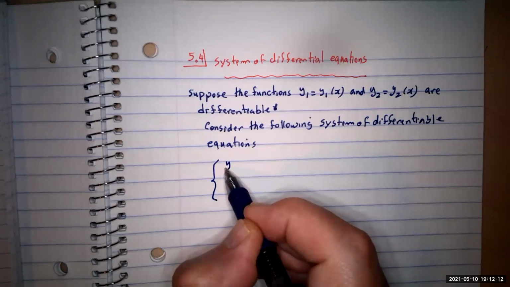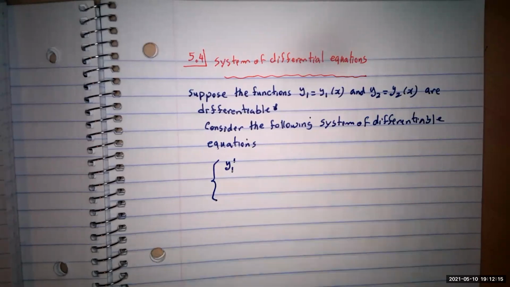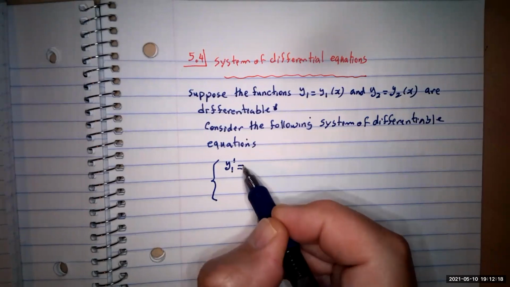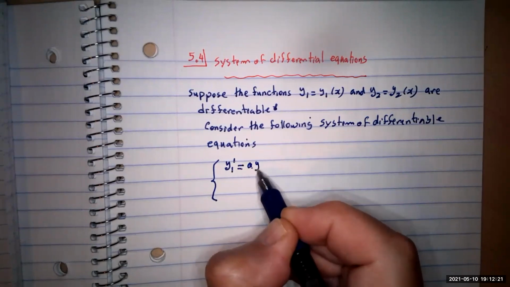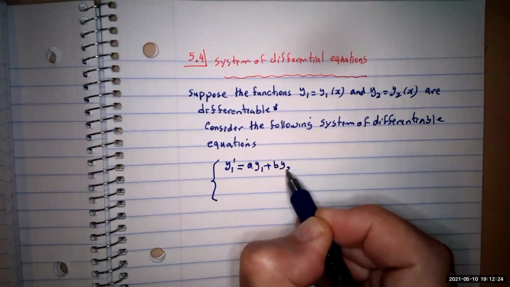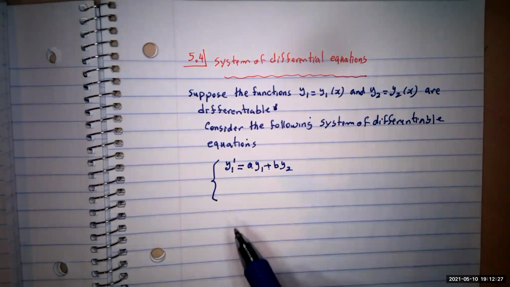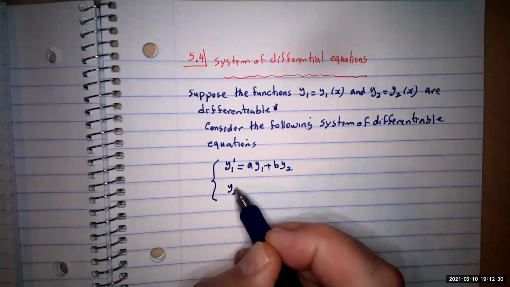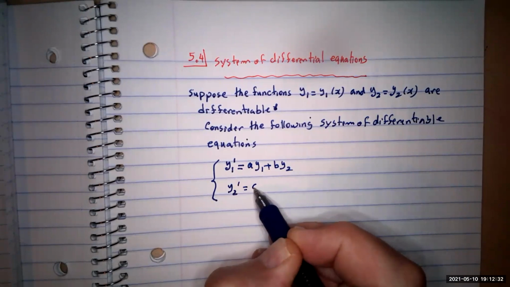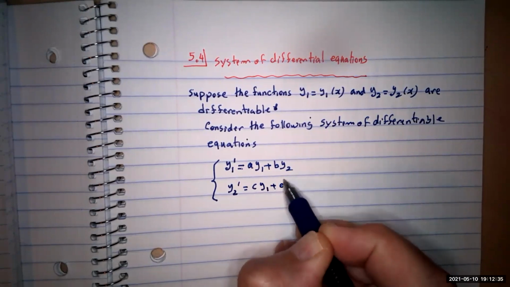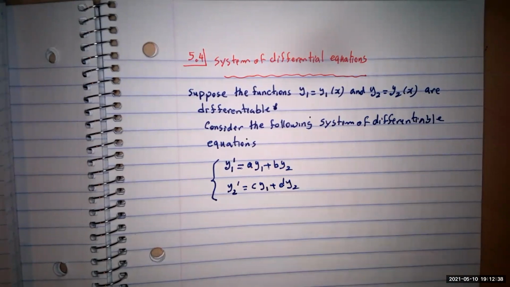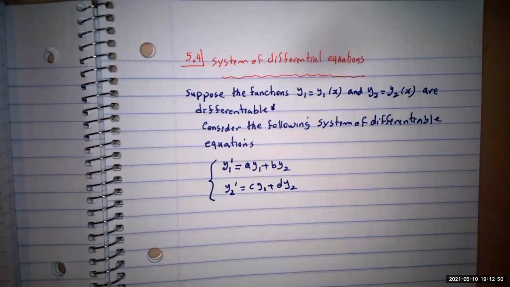We go with y1 prime for the derivative of the y1 function. It's going to be a linear combination of y1 and y2: a y1 plus b y2. And the second one, y2 prime, is equal to c y1 plus d y2. As you can see, y1 prime and y2 prime are linear combinations of y1 and y2. So the system we're going to consider is a system of linear differential equations.